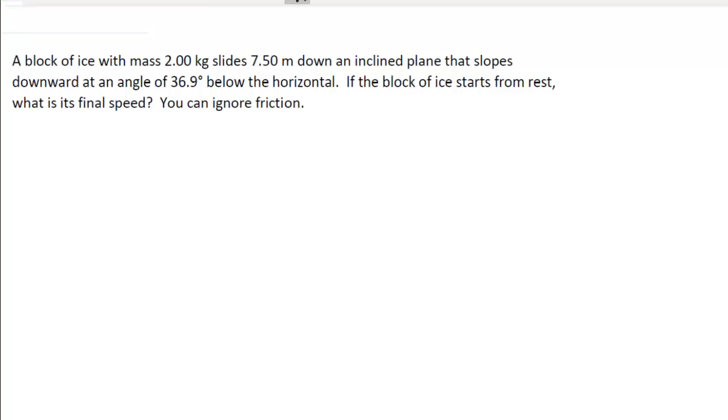Okay, let's take a look at this problem. So we have a block of ice with a certain mass that slides down an inclined plane at a given angle. We're told that it starts out from rest, and we want to know how fast it's going once it reaches the bottom. So first we'll draw a picture of what's going on here.